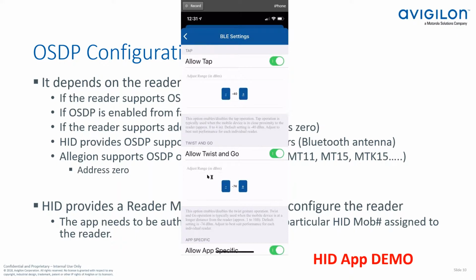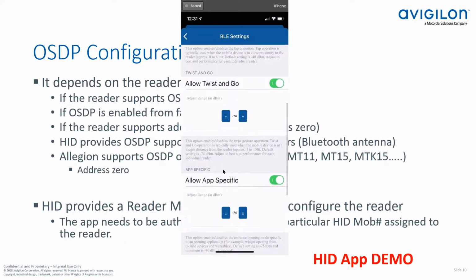So it depends on, it says here, from approximately 1 to 10 feet. So it really depends on what is in between, right? And this will eliminate the need for you to get close and tap into the reader, or you can just twist and go. And this down here is a special feature.